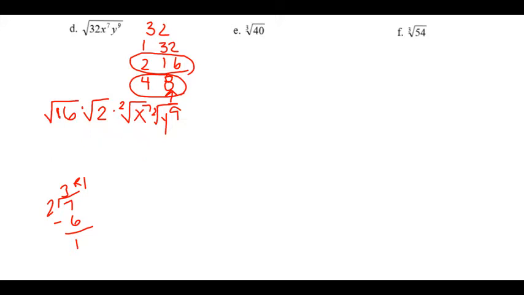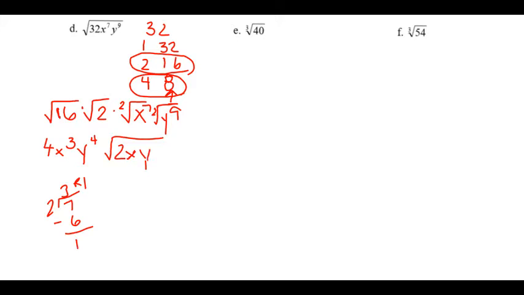All right, so we had 4x to the 3rd, y to the 4th, and then underneath the radical we had 2x and y. All right, so that is our final answer there.